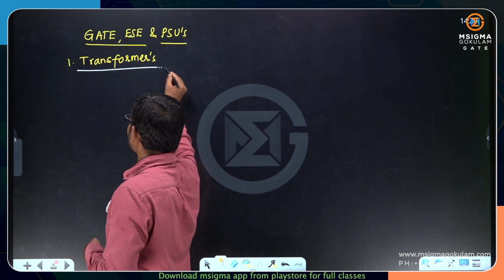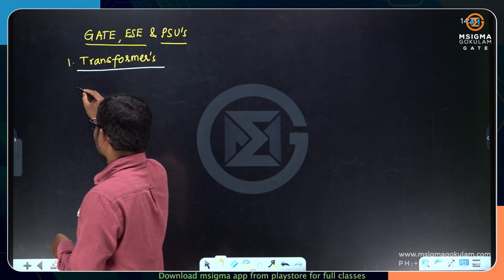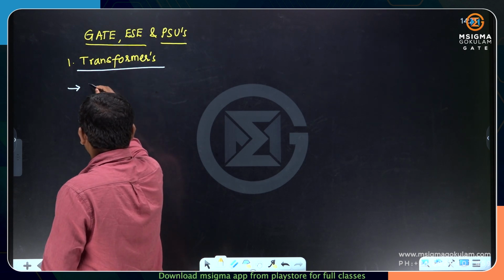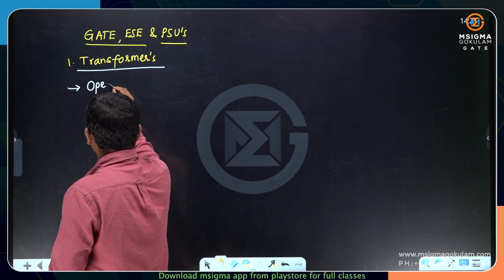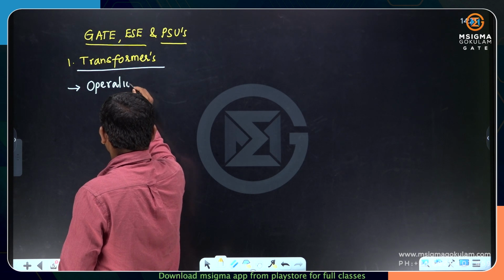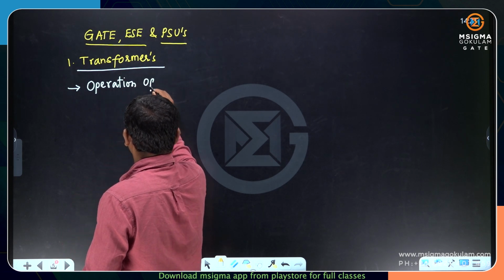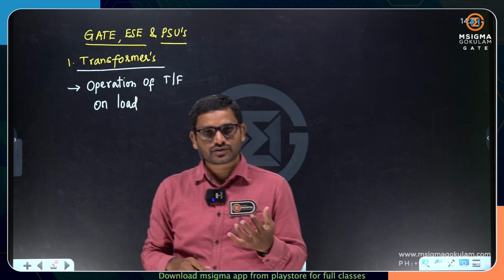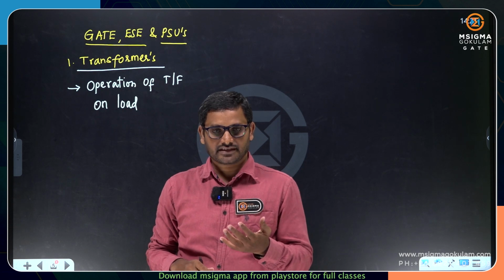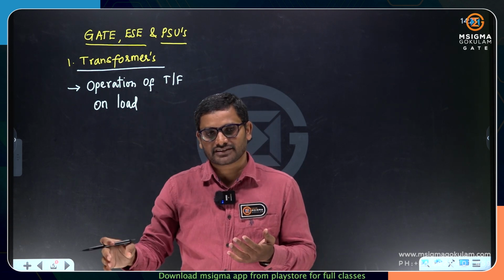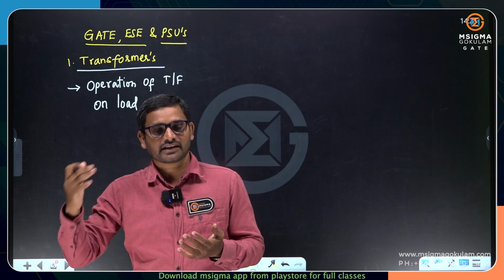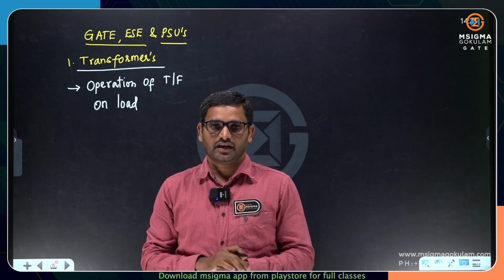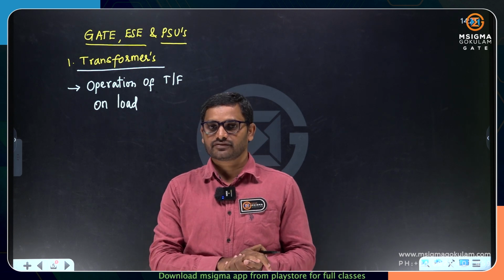If you look at transformer, the very important topics are here: operation of transformer on load. Okay, so this is one important topic, and in this area they'll ask you questions like this: if a certain amount of load is placed on the transformer, like resistance load, inductance load or RL load, what will be the source component of current, or what will be the primary component of current? That kind of questions they'll ask you.